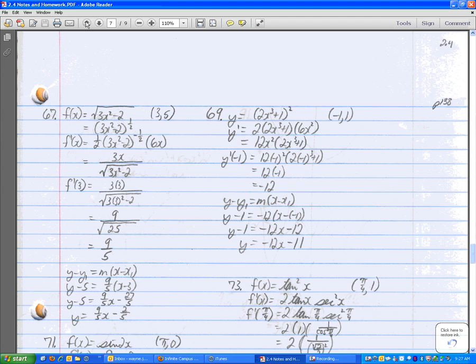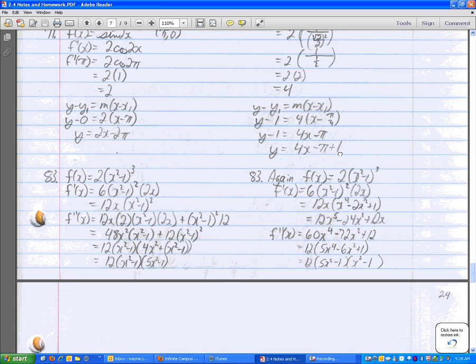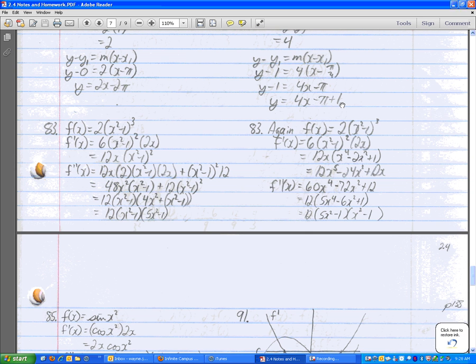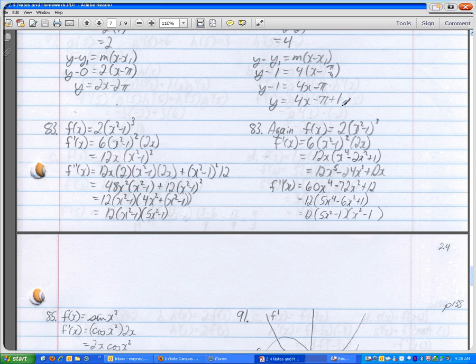83. All right, on 83, the directions tell us to find the second derivative of the function. All right, on 83 then, there's f of x.